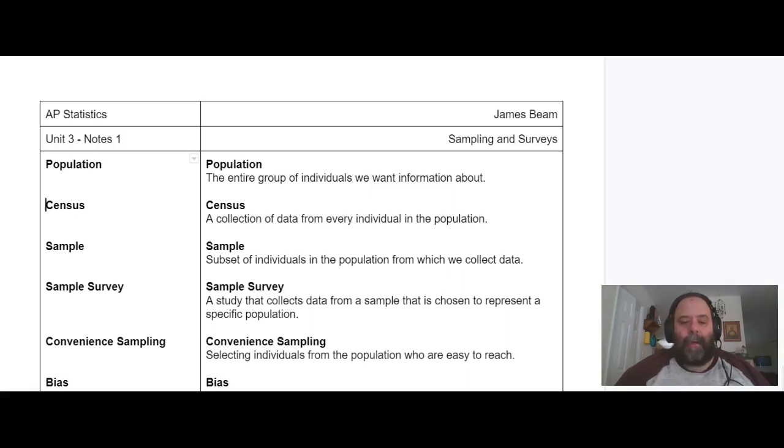If we step back from that and we take a portion of the population to examine, we call that taking a sample. So we grab a portion of the population, and then if we somehow study that sample, we call that a sample survey, right? So we're going to collect some data from that portion of the population.